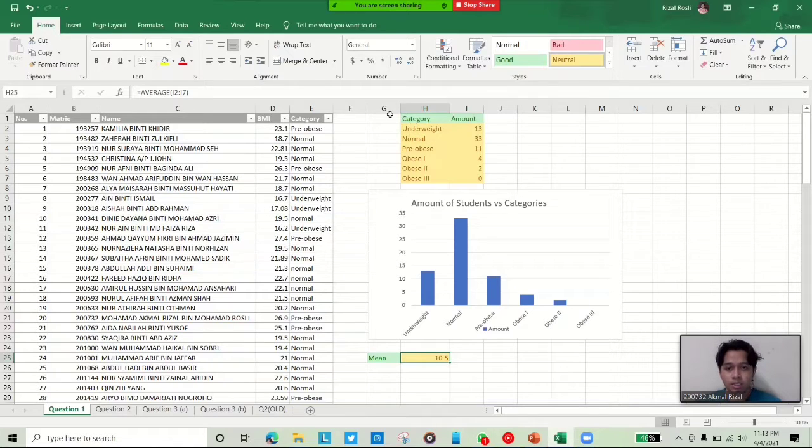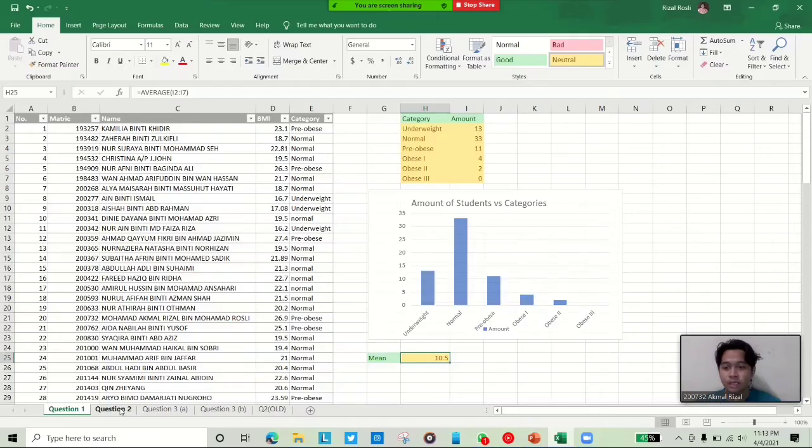BMI. So I have categorized the category of the BMI here: underweight, normal, pre-obese, obese 1, obese 2, and obese 3. 13, 33, 11, 4, 2, and 0 respectively. So this is my graph for the question 1, and as we can see here, the mean is 10.5 and the mode is 33.